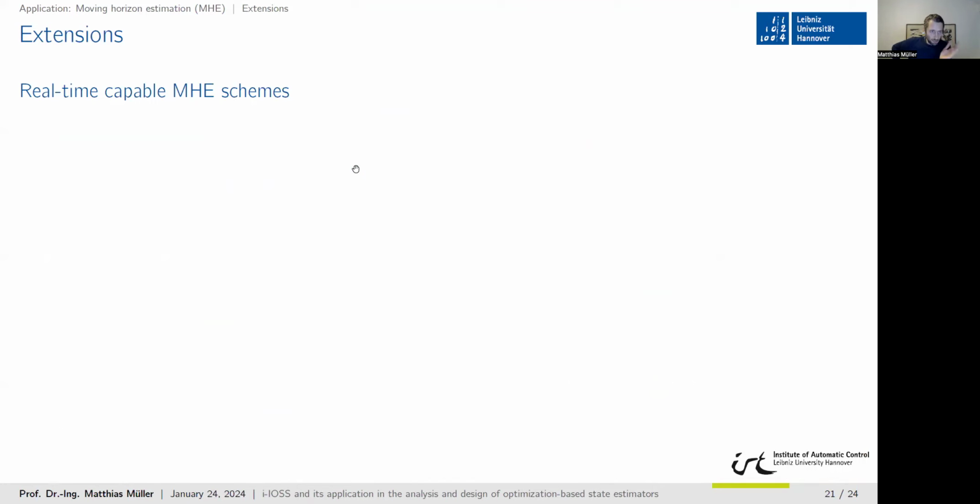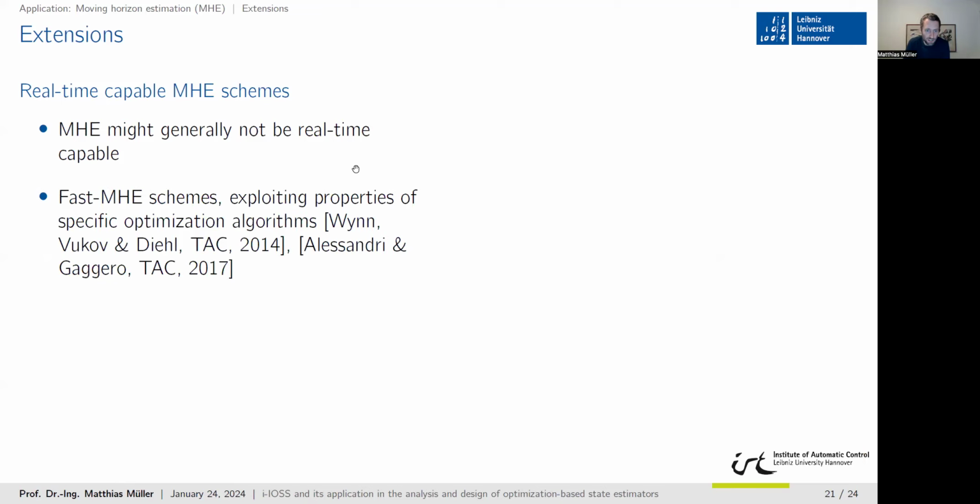But we and other people have been working on real-time MHE schemes. Basically, I don't do complete optimization, but only an incomplete optimization: I do 1, 2, 3, or any number of iterates I can do within the sampling time, and still want to be able to ensure stability of the resulting estimator. There are some very nice works by the groups of Moritz Diehl and also by Alessandri and Gaggero in recent years, who exploit certain properties of specific optimization algorithms. I think Gauss-Newton algorithms, if I recall correctly, for example in Diehl's work.